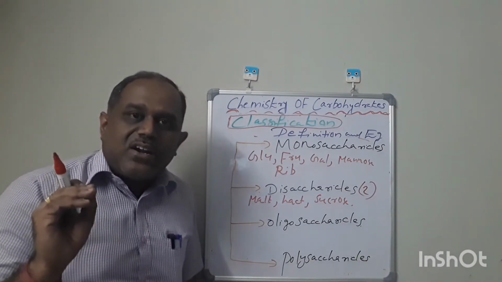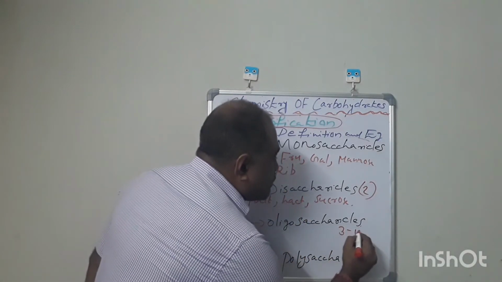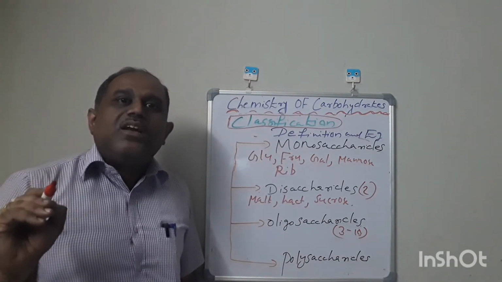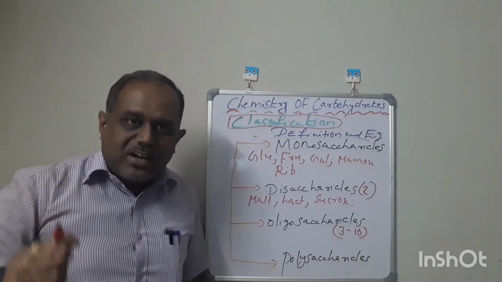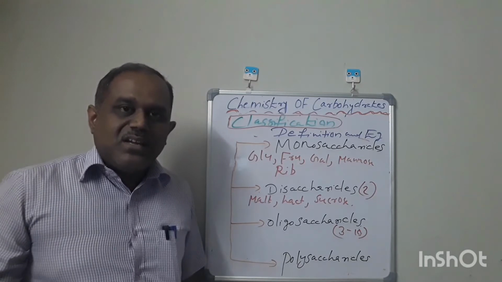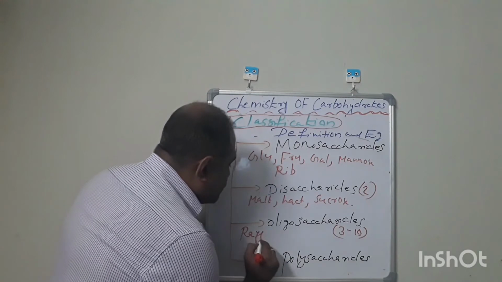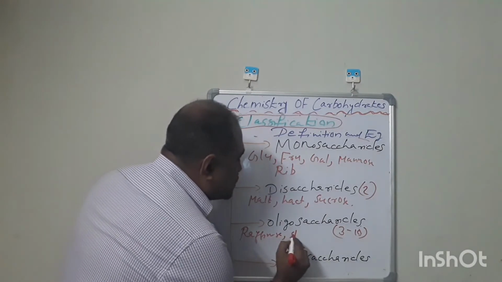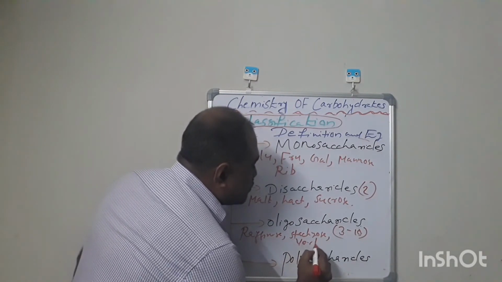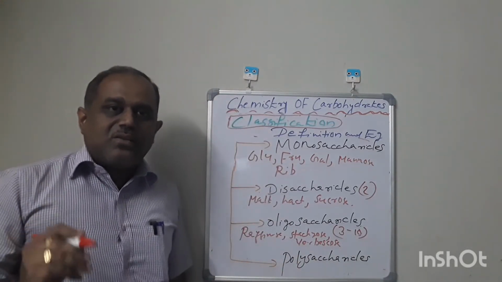Carbohydrates which on hydrolysis give 3 to 10 monosaccharide units are called oligosaccharides. For example, raffinose, stachyose, verbascose. These are all examples for oligosaccharides.